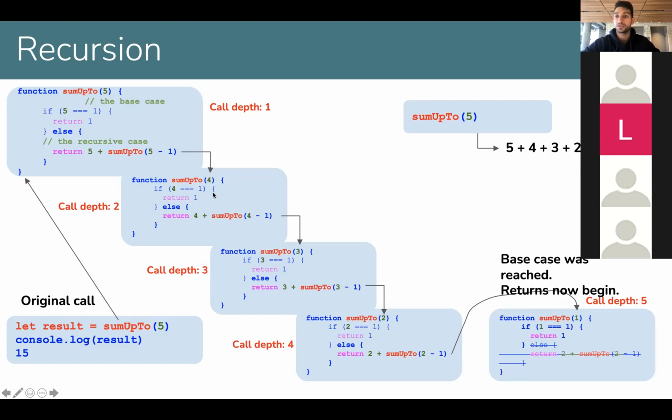So sum up to 4 is going to return 10. Now I plug that into this top one at the very beginning of our call depth, and that's giving me 5 plus 10, which gives us our final result of 15, because now we've gone up all the calls and returned the result for every single one of them.